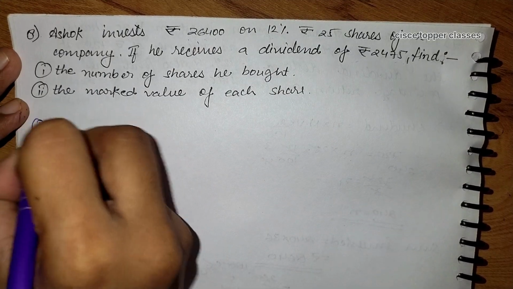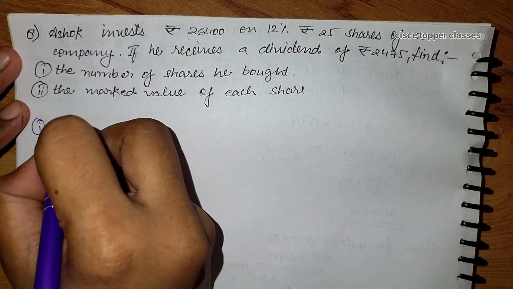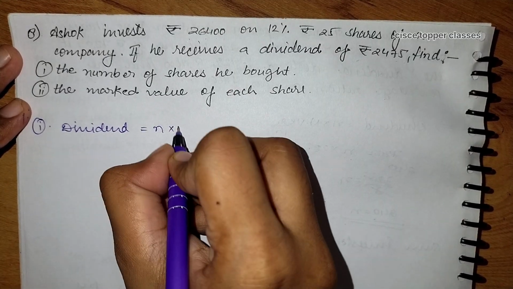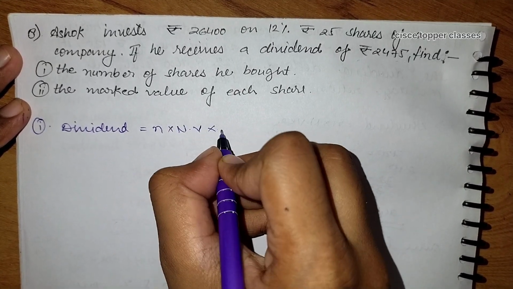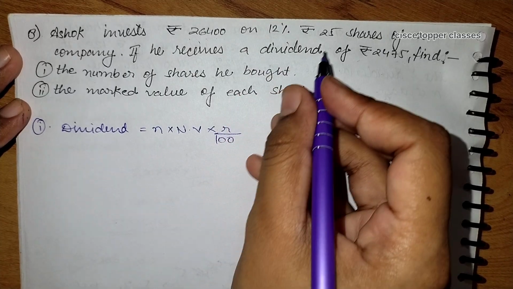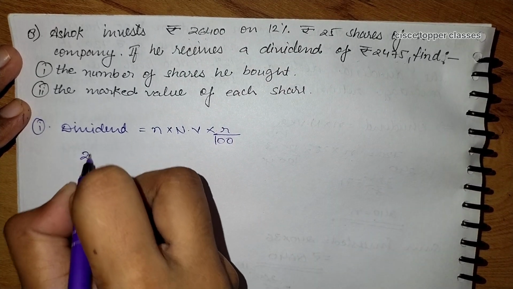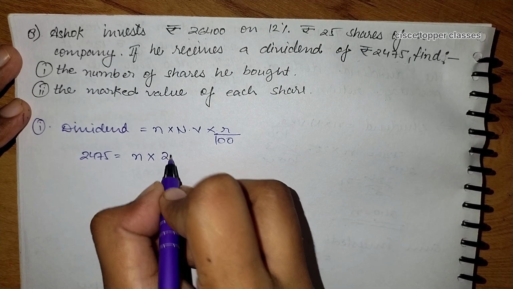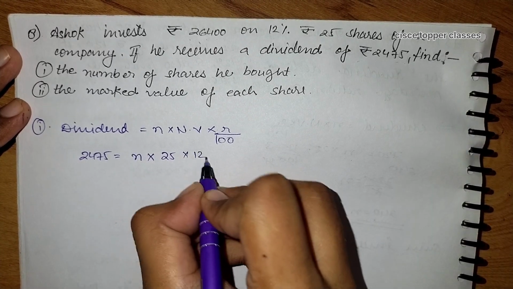We know the formula for dividend. From that only we can find the number of shares, because dividend is equal to number of shares into nominal value again into rate by 100. Rate is given, nominal value is also given. So dividend is 2475. Number of shares we have to find. Nominal value is 25 given in the question. Rate is 12 by 100.